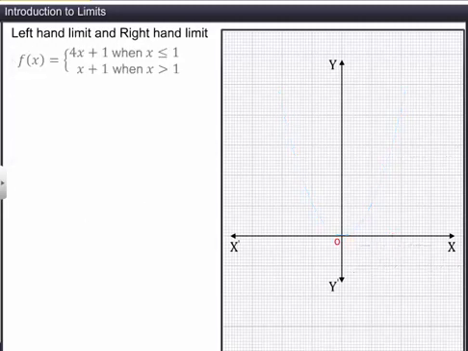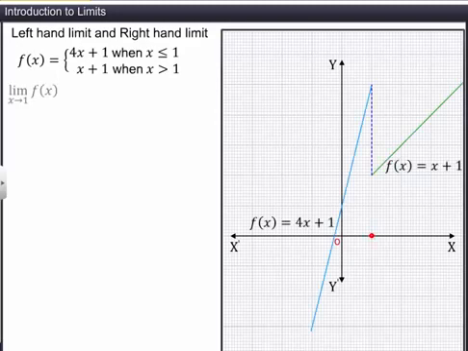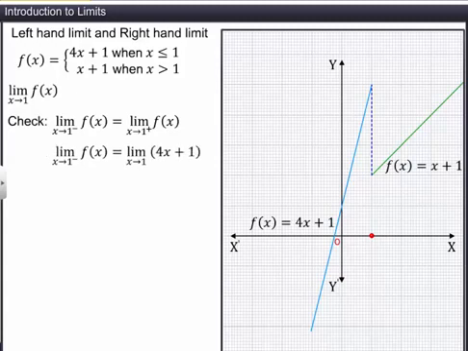To understand this concept better, let's see this function. Let's see the graph of the function. Let's evaluate the limit of the function at x equal to 1. For the limit to exist, we have to verify whether the left-hand and the right-hand limits coincide with each other. First, we will calculate the left-hand limit. We take 4x plus 1, since for x less than or equal to 1, the function is this. The limit of the function is 5.